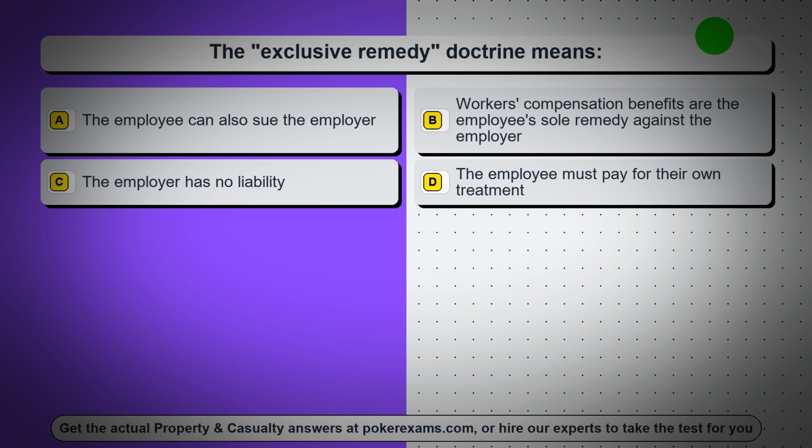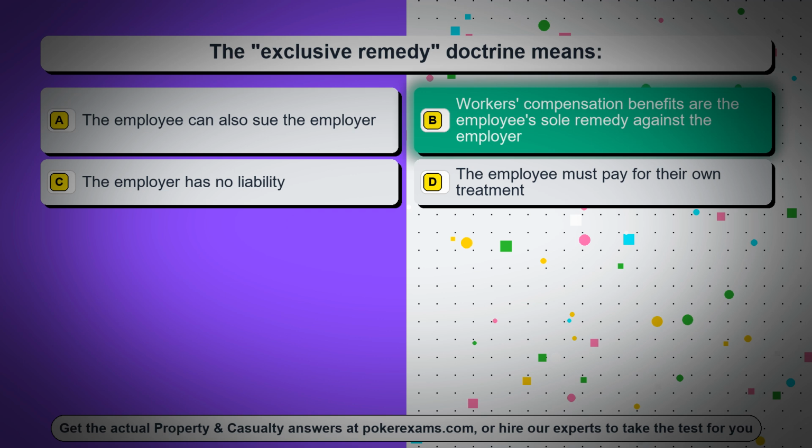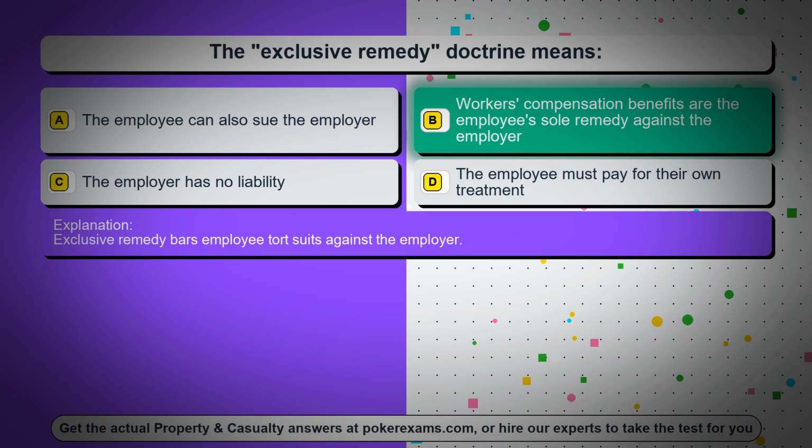Question 42. The exclusive remedy doctrine means, option A, the employee can also sue the employer. Option B, workers' compensation benefits are the employee's sole remedy against the employer. Option C, the employer has no liability. Option D, the employee must pay for their own treatment. The correct answer is option B, workers' compensation benefits are the employee's sole remedy against the employer. Exclusive remedy bars employee tort suits against the employer.